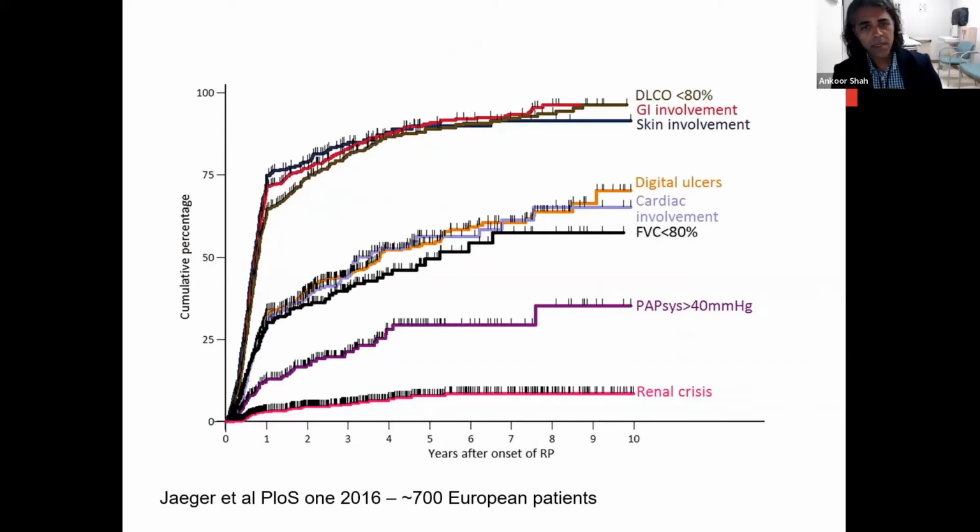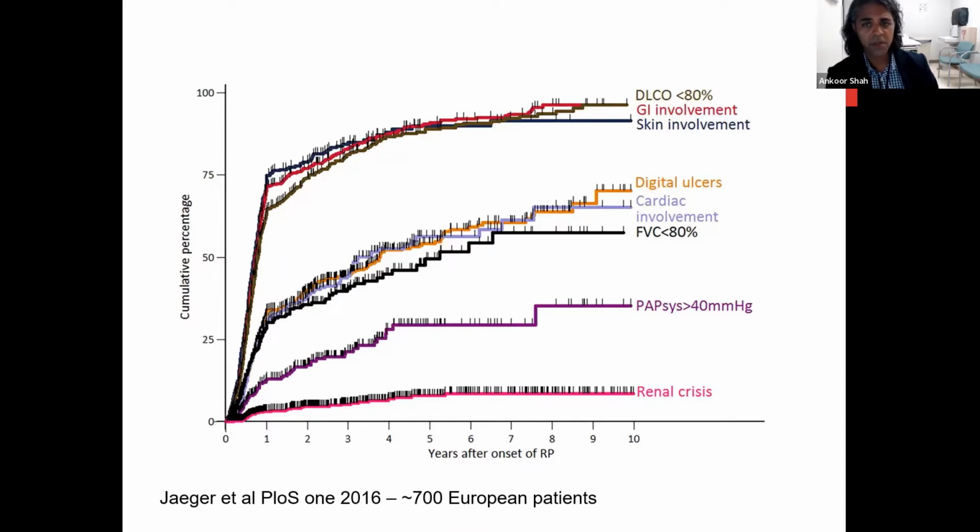Here's a really interesting study done now about 5 years ago in about 700 European patients, which again emphasizes the point that many of the disease manifestations happen early in the disease course, although some can still be prevalent later in the disease. This study looked at patients from the time from the onset of Raynaud's phenomenon, and you can see the percentage of people that had skin involvement, a DLCO below 80%, and GI involvement rose rapidly in that first year and then sort of plateaued off.